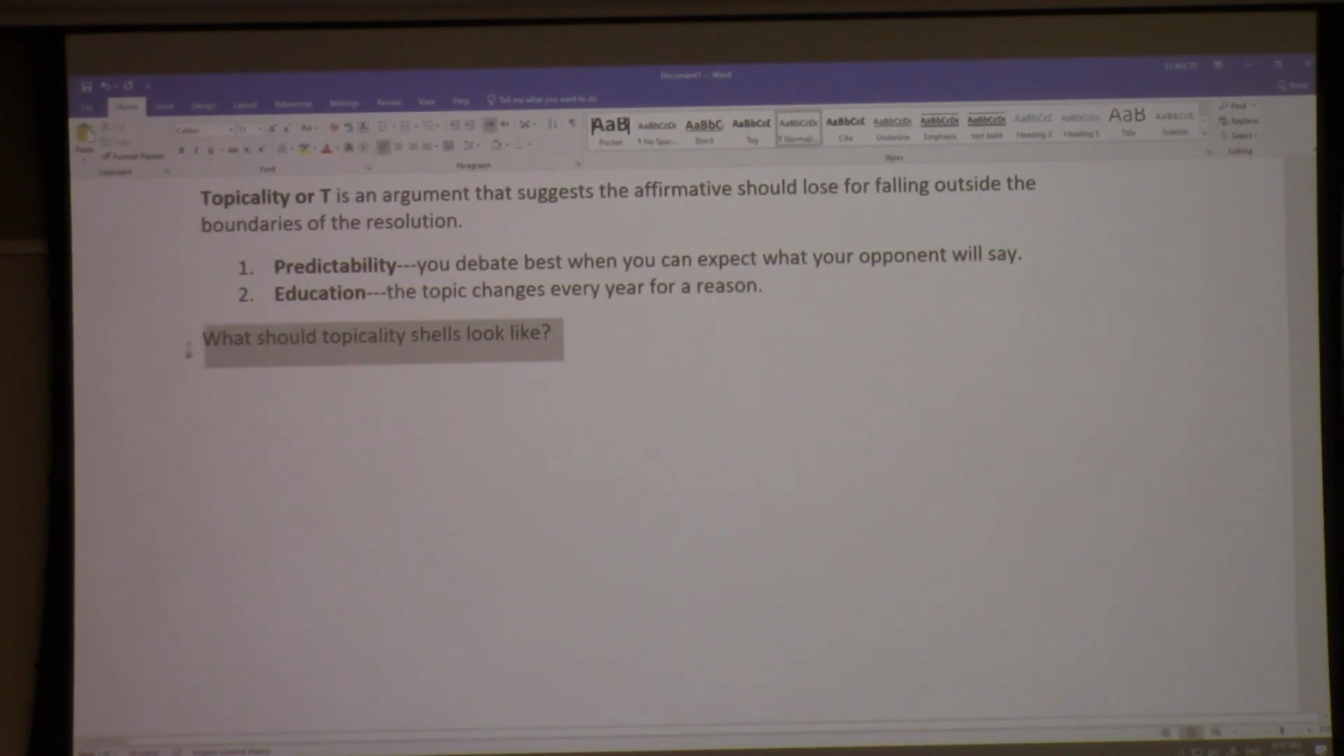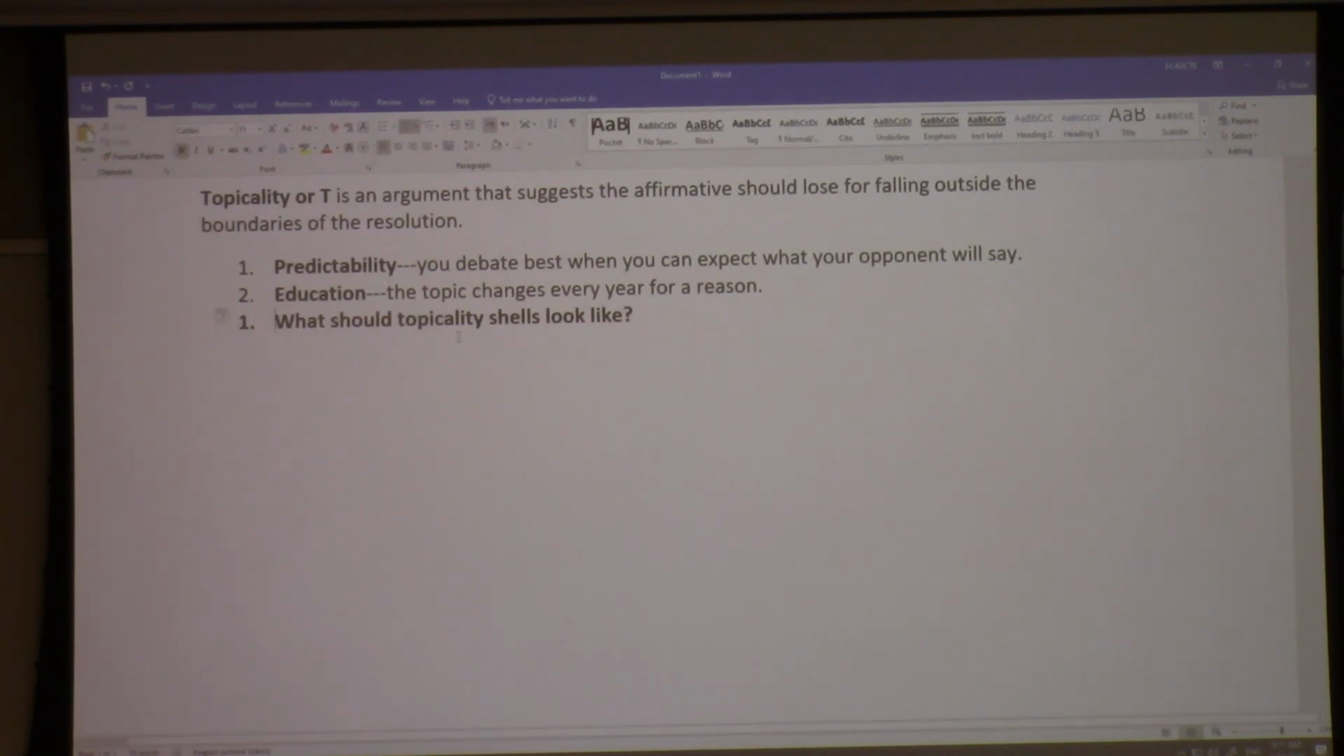So we'll go over this in a bit when we talk about the shell that you will be debating. But a topicality shell is just a debate term, a terminology that we use to delineate that topicality in the 1NC needs to follow a particular structure and have particular components to it.